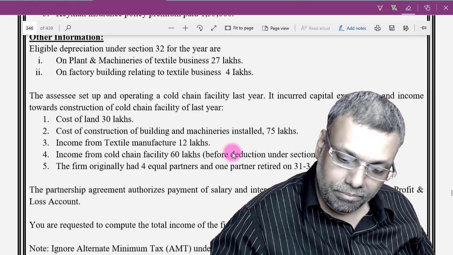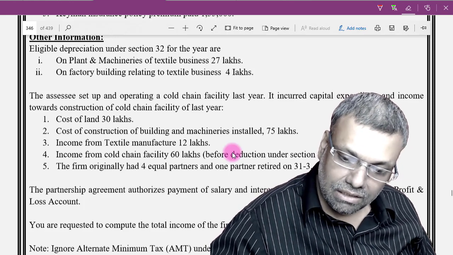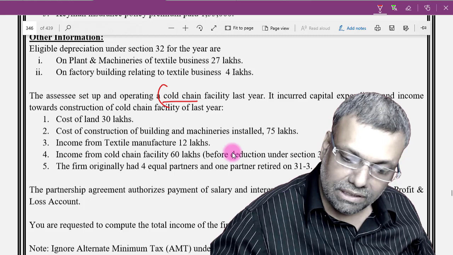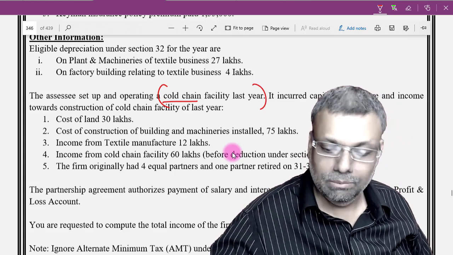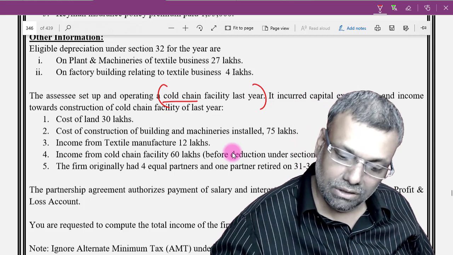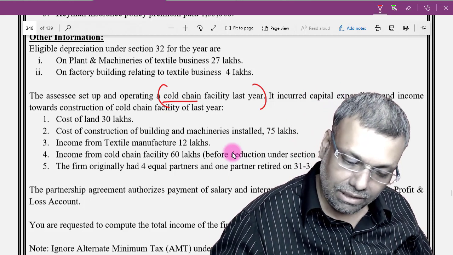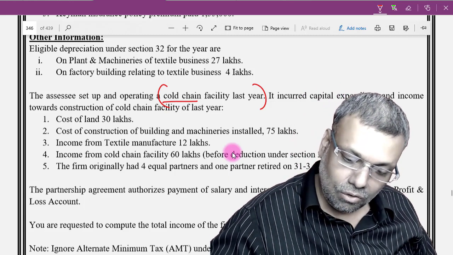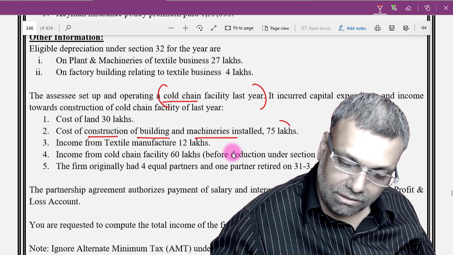Now, in the preceding year, the last year, they already had this cold chain facility, and they had this textile business. So first of all, I will do the last year computation to know whether there is any carried forward loss or not. Now, the cost of construction of the building and machinery is 75 lakhs.